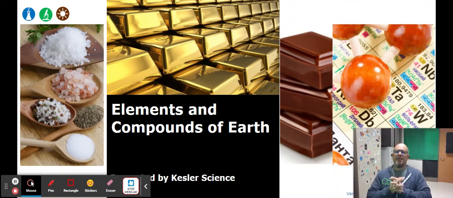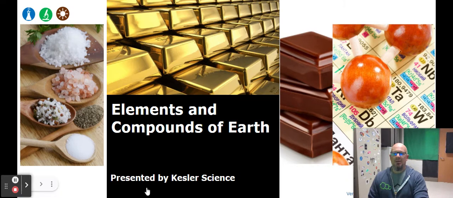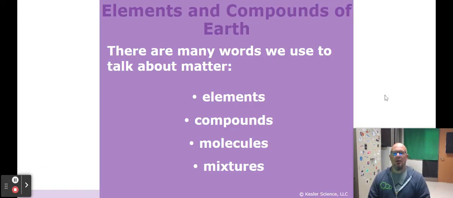Hey there, physical science. Today we're going to be looking at elements, compounds, and mixtures, how we classify matter into those three categories. There's many ways we can classify matter. These are just some of the ways we're going to do that. We're going to talk about what the differences between these things are.